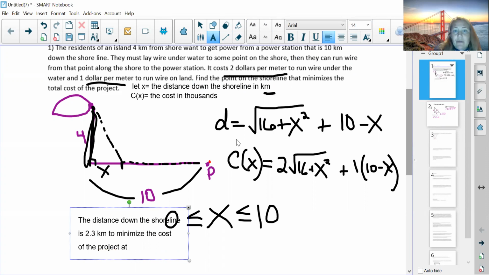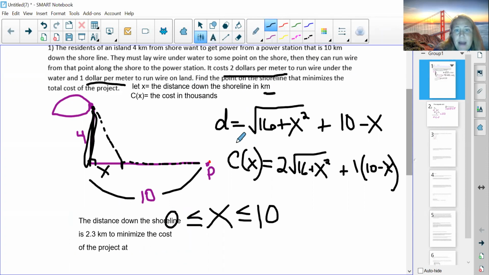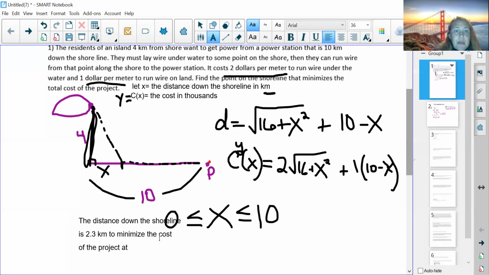at, and so Y, right? Y is my cost function, C of x is my Y. And it's in thousands. So then I have minimized the cost of the project at this value of 16.9 thousand. All right, so a lot of stuff going on here. I think we already need to take a break before we go on to the next problem.